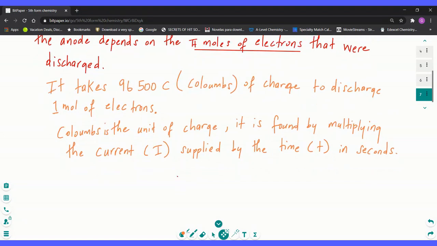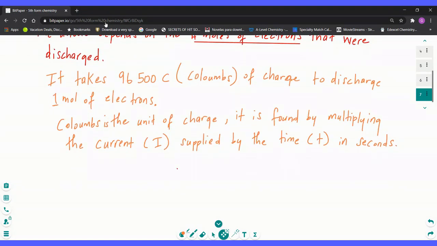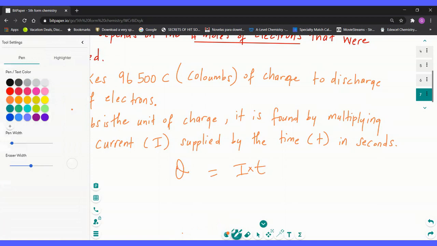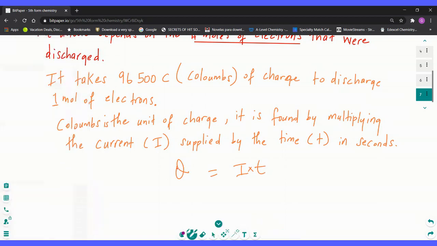All right, now let us look at it. Q is equal to IT. I want you to know this equation. Q, which represents our charge, is equal to I, which represents our current, multiplied by our time. And the critical thing is that you must always convert your time into seconds.